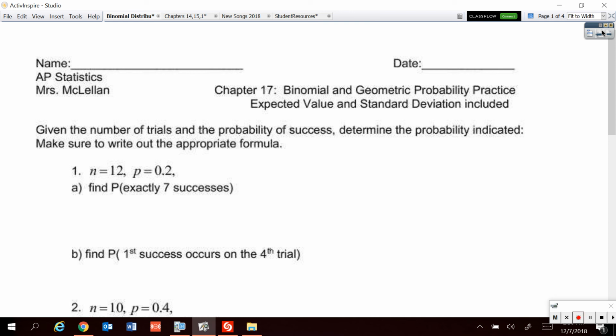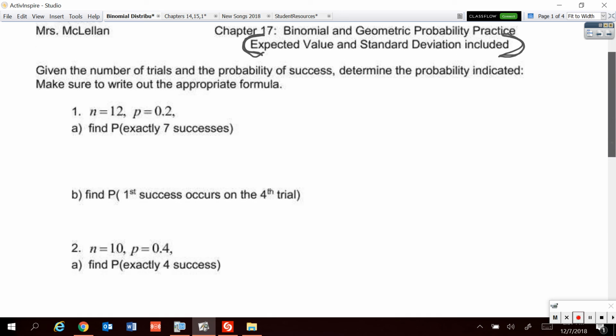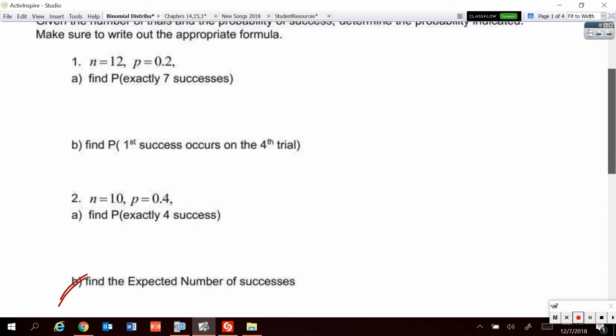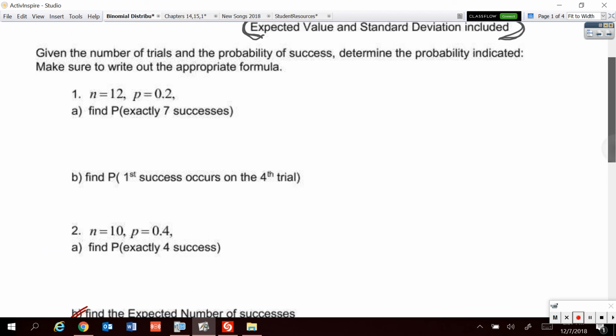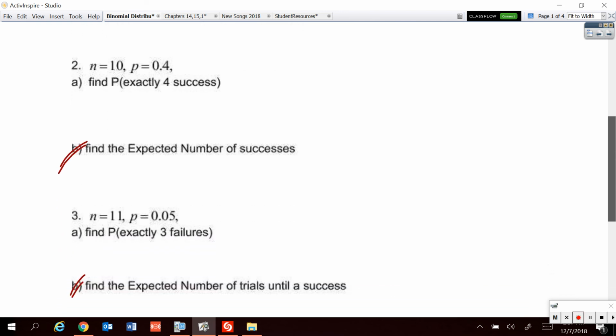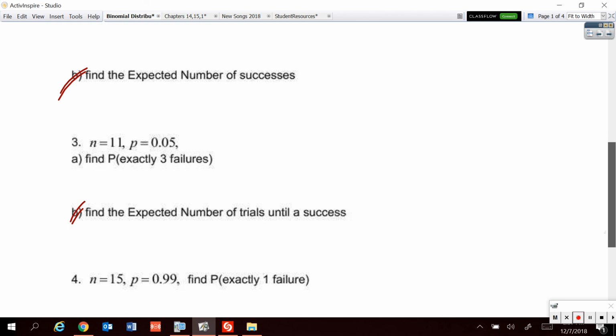So taking a look at this here, I do not want us to do this expected value and standard deviation component. That's really just too much because I want us to practice about 3 of these before you leave today. So I need to have you take off some problems. Okay, you ready? Here's the ones you're going to take off. Problem 2b, because that's the expected number of successes. Problem 3b.